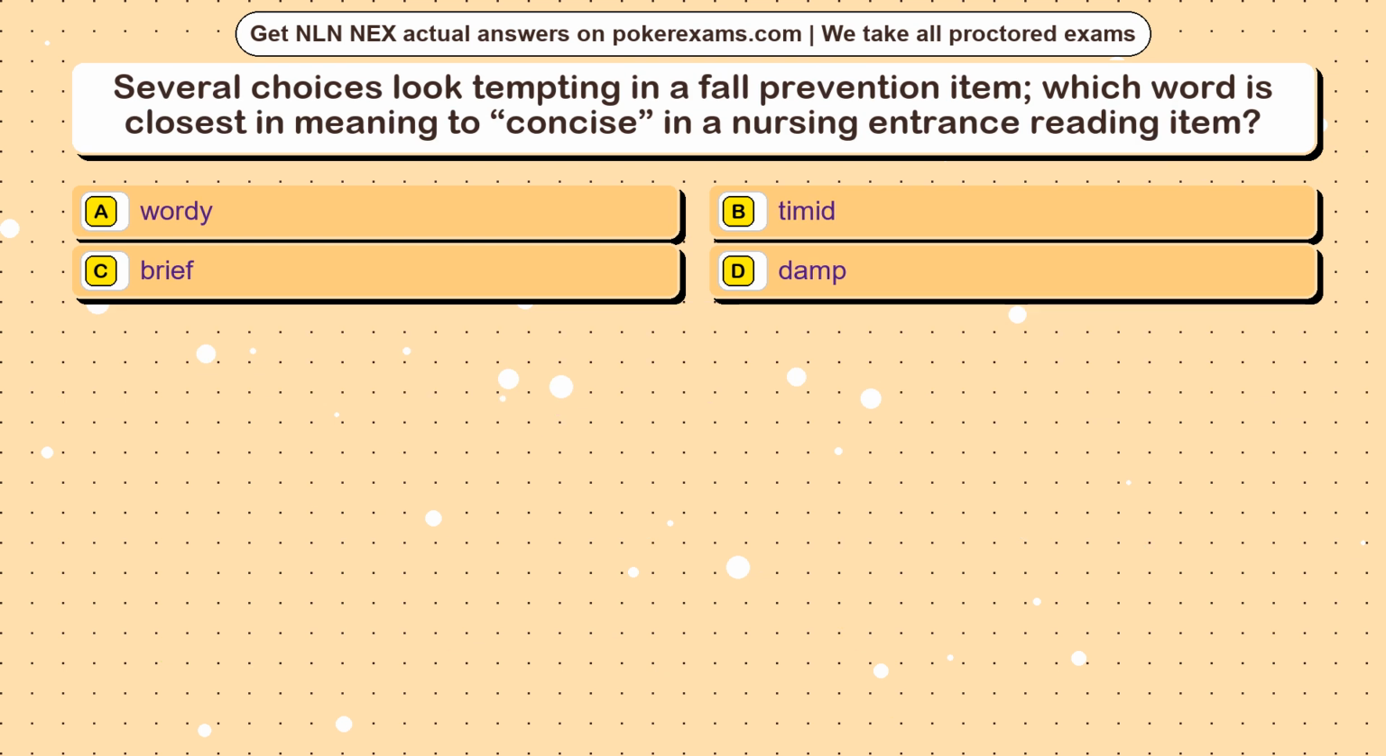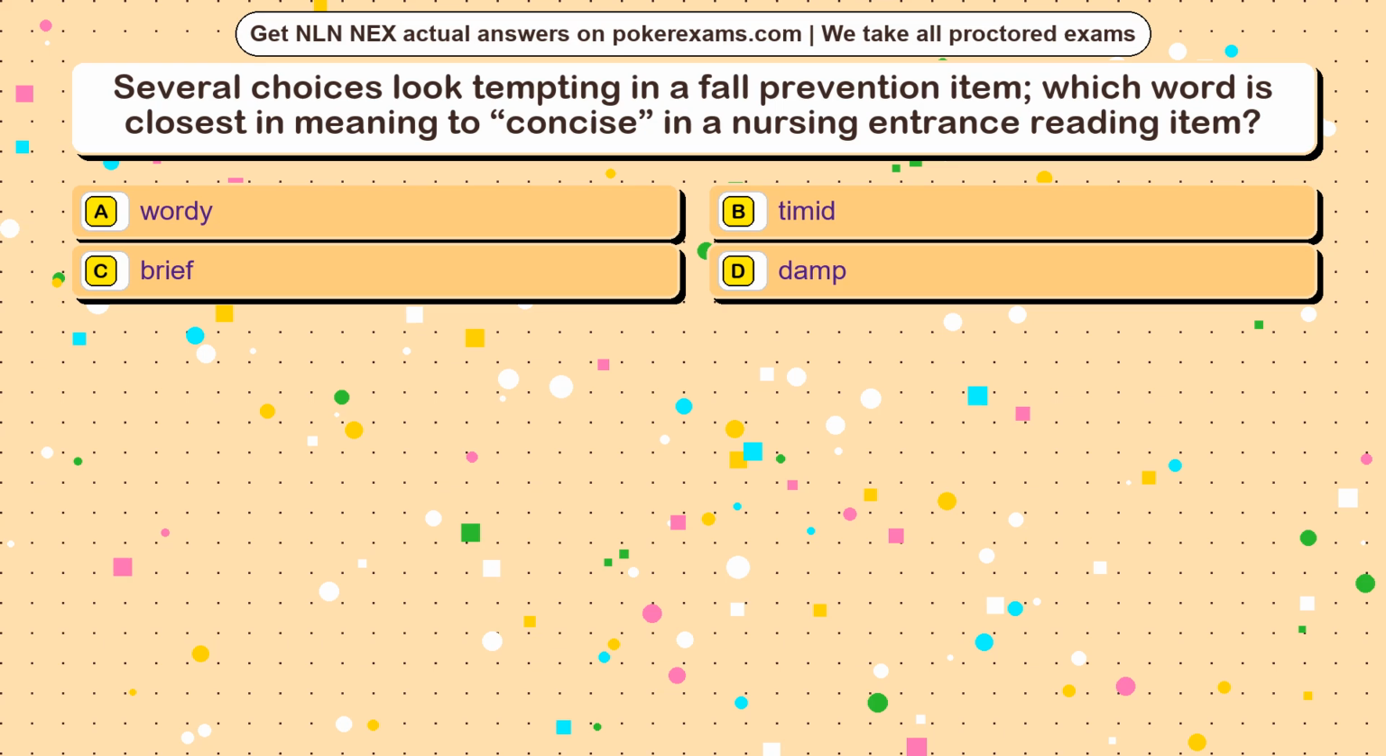Question 12. Several choices look tempting in a fall prevention item. Which word is closest in meaning to concise in a nursing entrance reading item? Option A, wordy. Option B, timid. Option C, brief. Option D, damp.